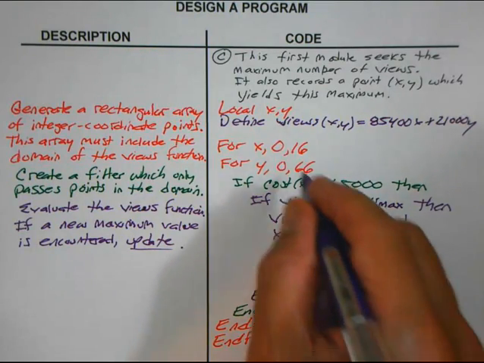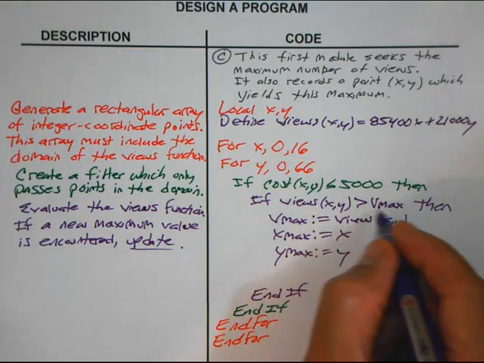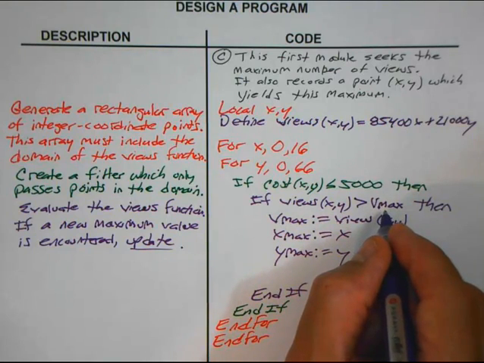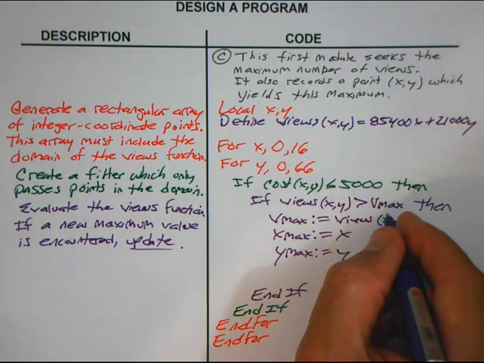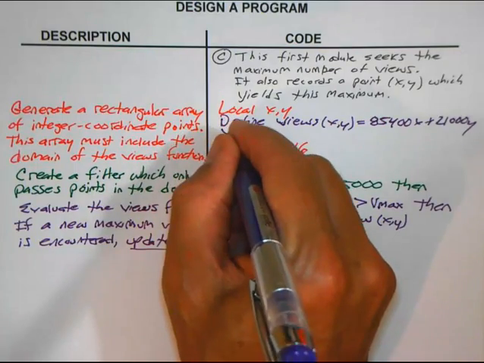Another problem is that initially there is no Vmax. So if a point comes inside here and we do a comparison of the value of the views to this Vmax, there's no Vmax. So we need to give this an initial value. Something else is done in the program prior to even getting into the counter loops. So up here we can furthermore do this.